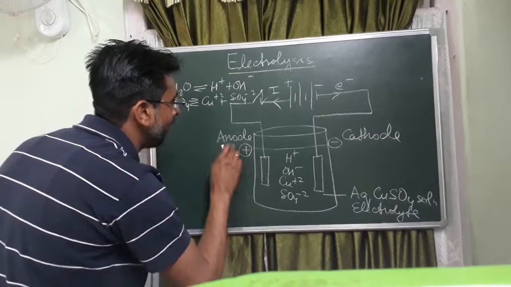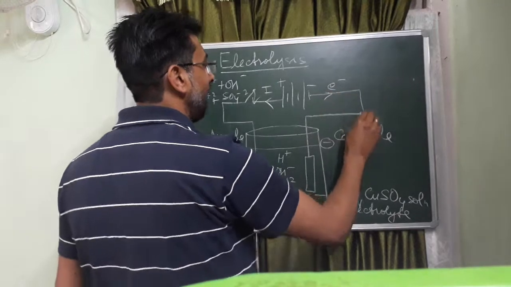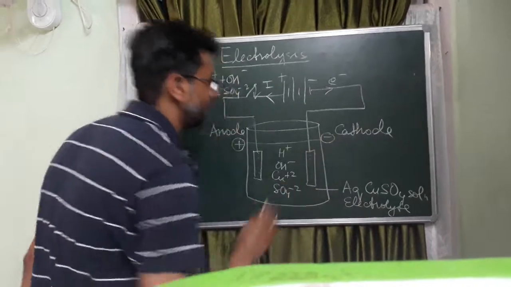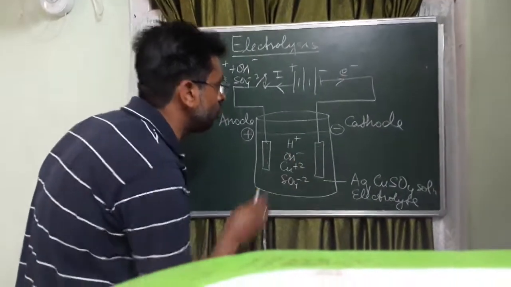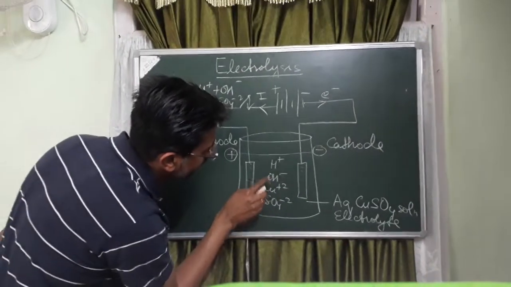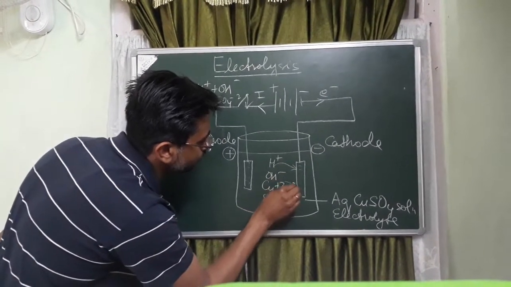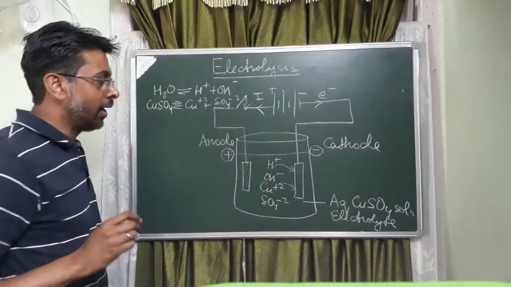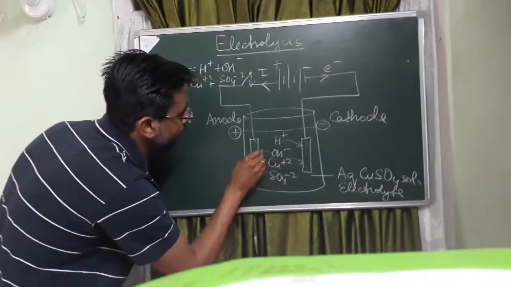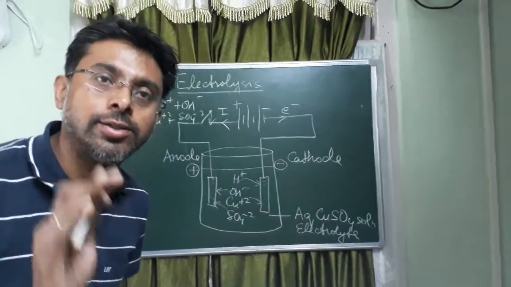Now when the switch is on, current starts moving in this direction and this plate, which is called the anode, develops a positive charge. And when the electrons come out from the negative terminal of the battery, they accumulate on this cathode, and this plate develops a negative charge. Now the ions move in the proper direction. The positive ions, that is hydrogen and copper ions, move to the cathode. And the negative ions, hydroxyl and sulfate ions, move to the anode. This is called separation. This is electrolysis.